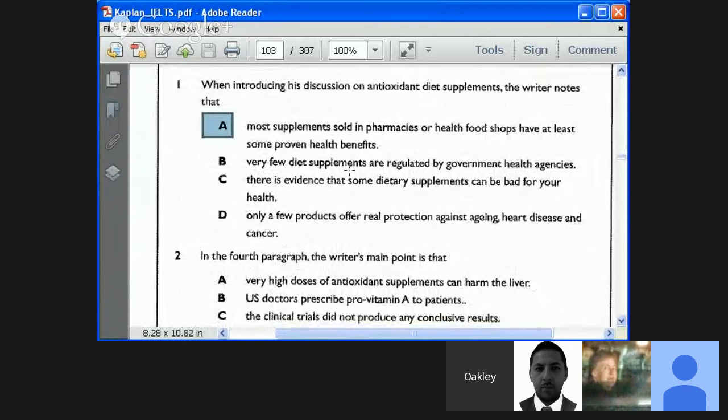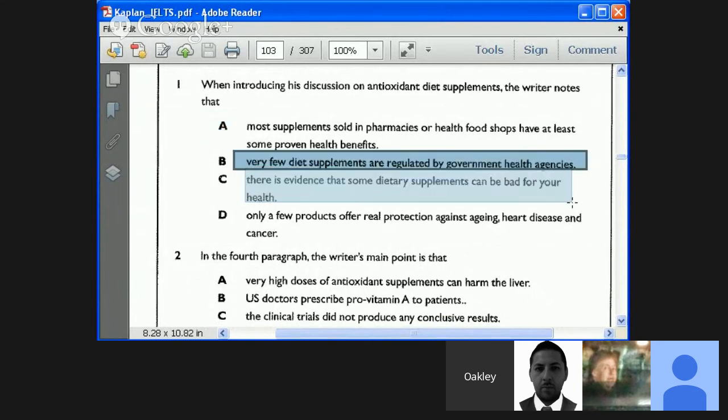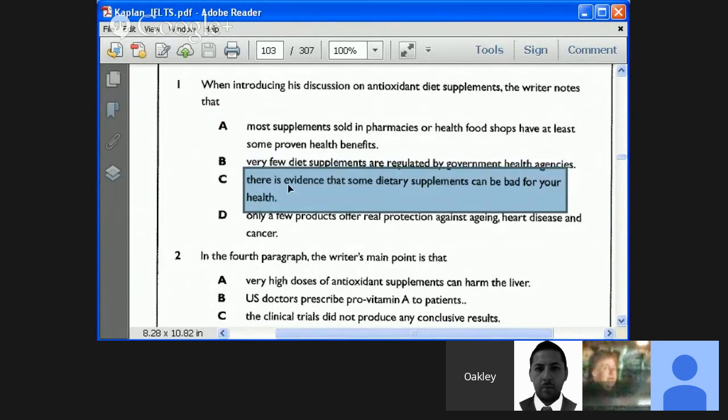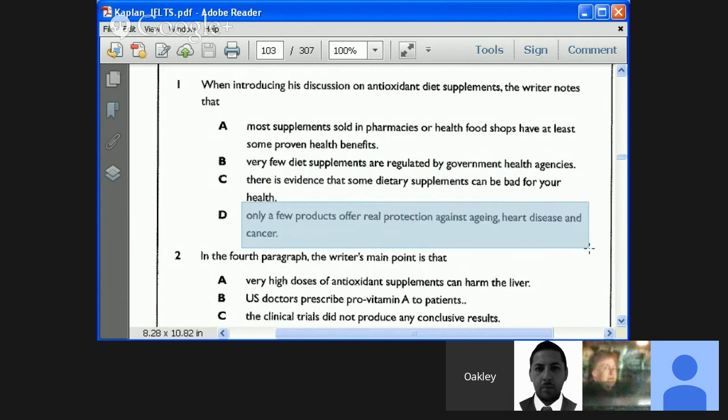Now, looking at the rest, okay, I don't know. I'm not sure. Heart disease, aging, okay.